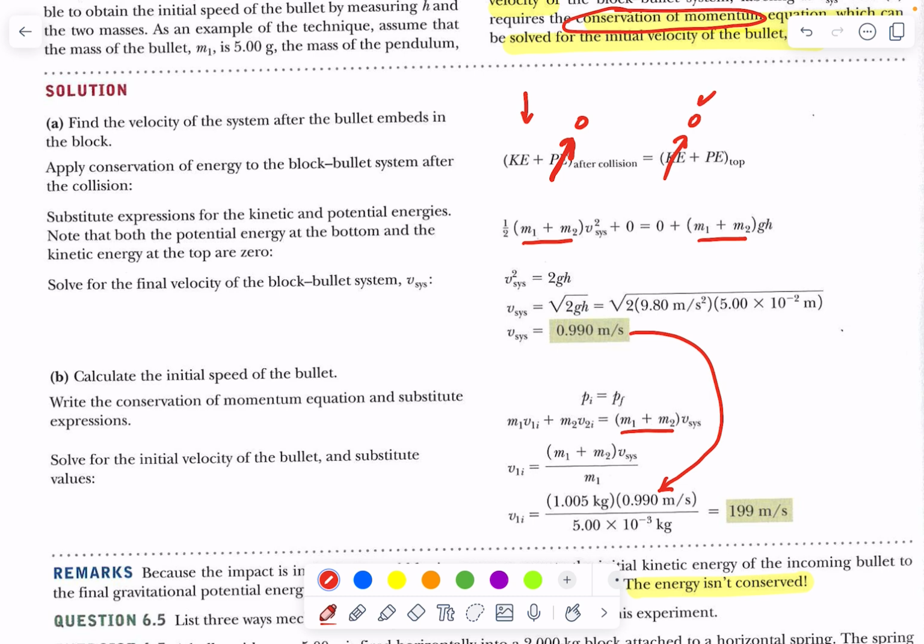So basically, my formula boils down to kinetic energy equals potential energy. My kinetic energy is 1/2 combined mass. Don't forget about that, because the bullet has just penetrated the block. So it's 1/2 mass velocity squared of the system, the bullet-block system.